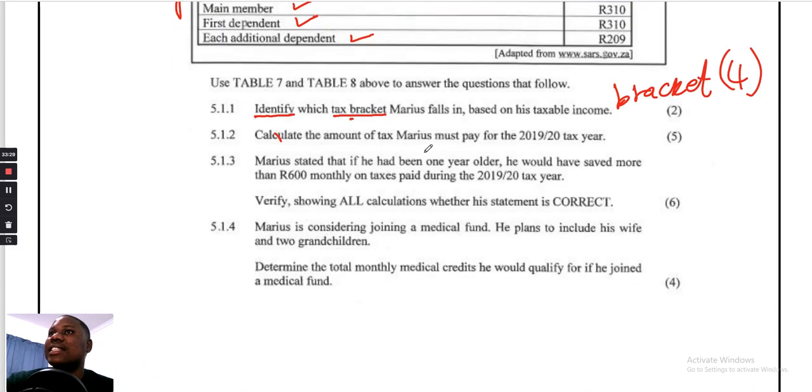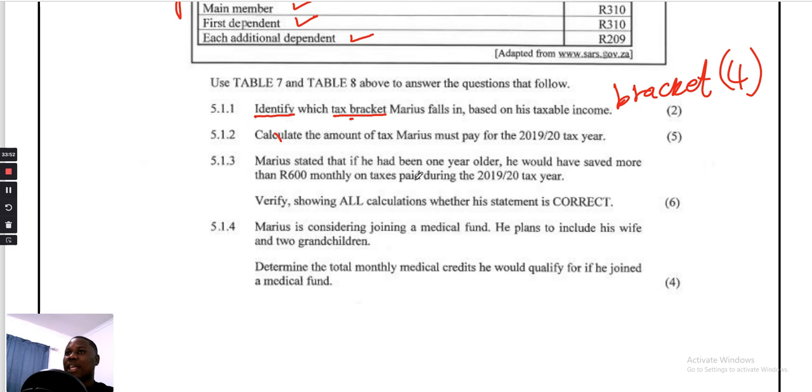They are saying, Mara stated that if he had been 1 year older, he would have saved more than 600 monthly on taxes paid during the 2019-2020 tax year.